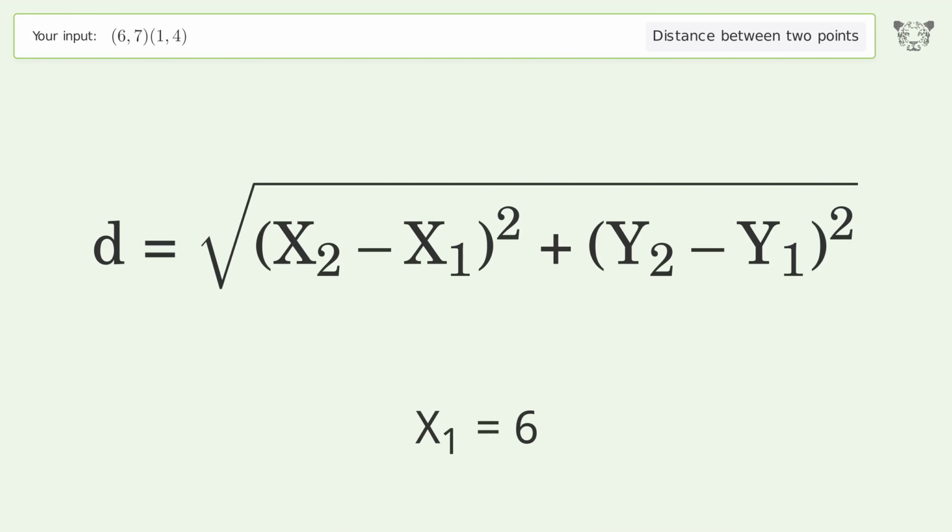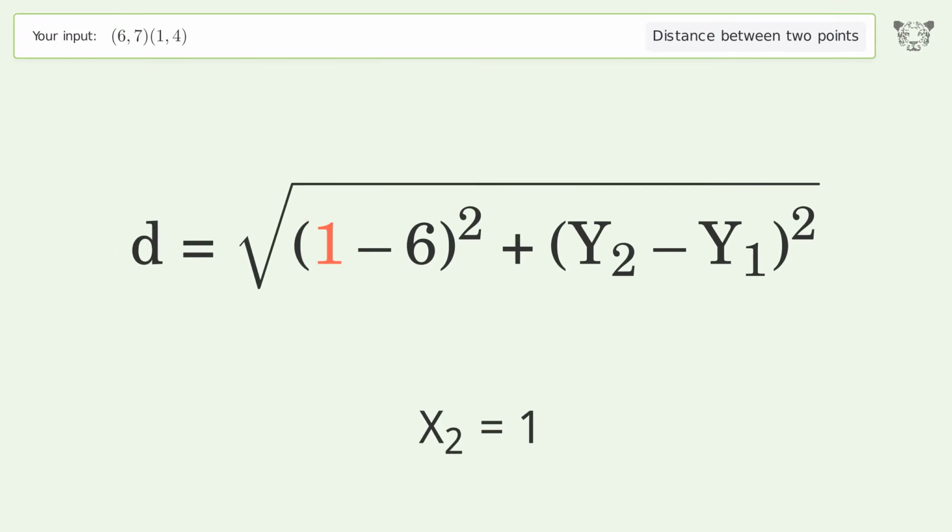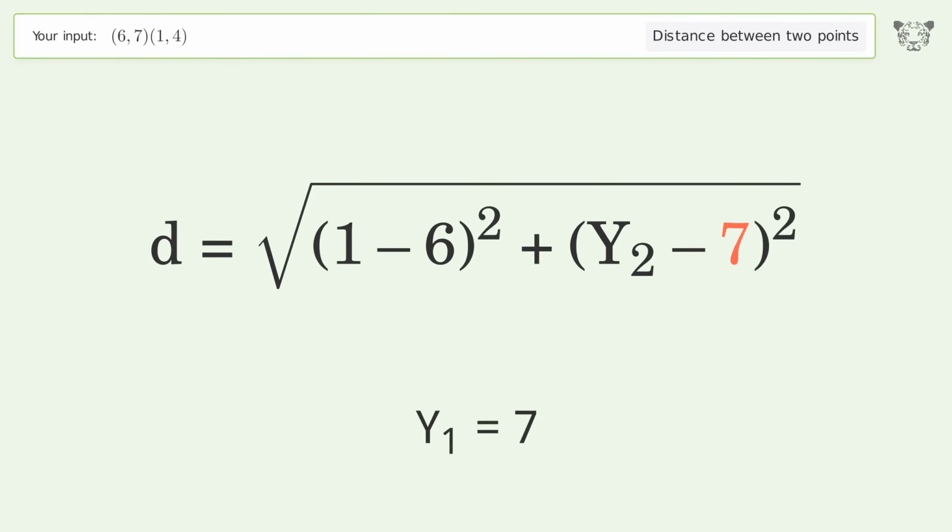x1 equals 6. x2 equals 1. y1 equals 7. y2 equals 4.